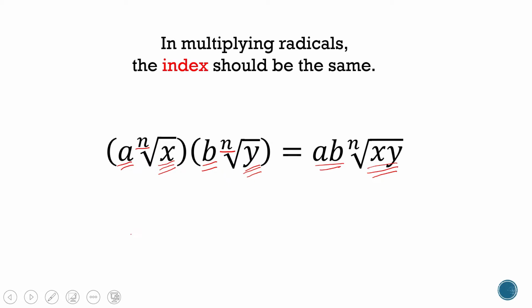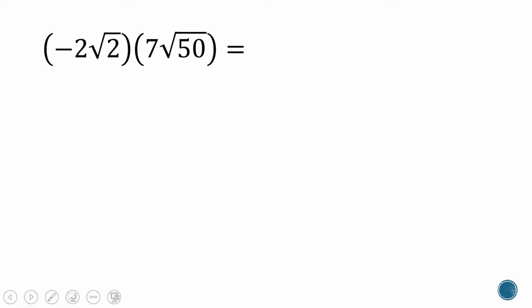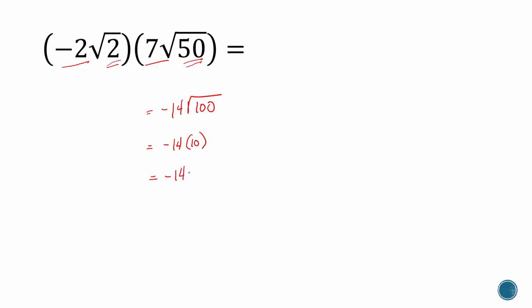Let's go to the example. Here we have negative 2 square root of 2 and 7 square root of 50. Both radicals have the same index. So that's negative 2 times 7, which is equal to negative 14. Positive 2 times positive 50 is 100, and we know that the square root of 100 is 10. So this is negative 14 times 10, which is equivalent to negative 140. So that's our answer for this example.